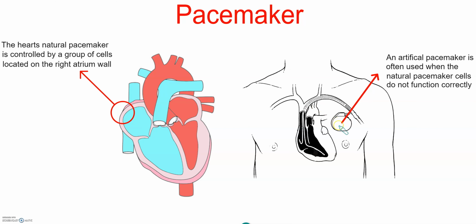An artificial pacemaker, on the other hand, is often used to control the heartbeat if the natural pacemaker cells do not function correctly. For example, a pacemaker is often implanted if the individual has an irregular heartbeat. It is a small device that is implanted under the skin and has a wire going to the heart. It produces an electric current to keep the heart beating regularly. That is the function of an artificial pacemaker.